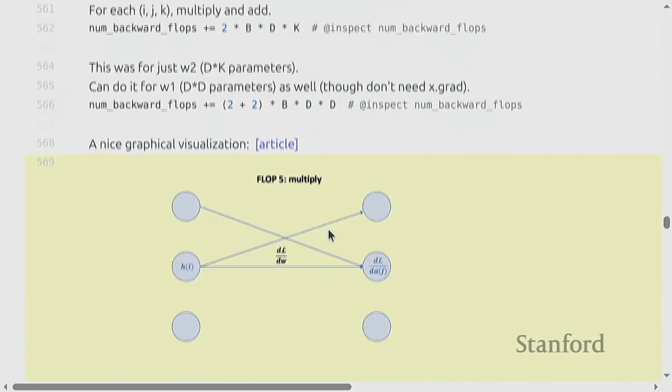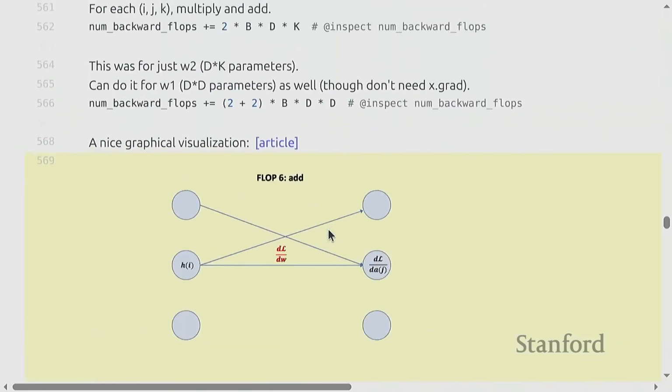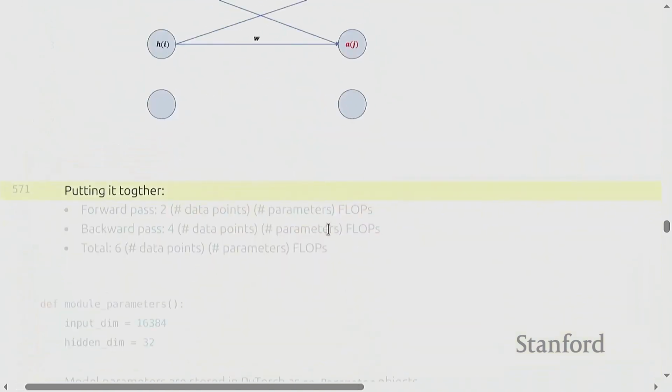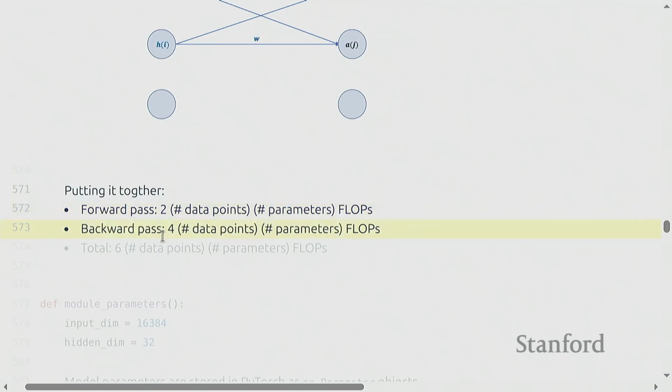Any questions about this before I move on? Okay, just to summarize, the forward pass for this particular model is 2 times the number of data points times the number of parameters, and backward is 4 times the number of data points times the number of parameters, which means in total it's 6 times the number of data points times parameters. That explains why there was that 6 in the beginning when I asked the motivating question.